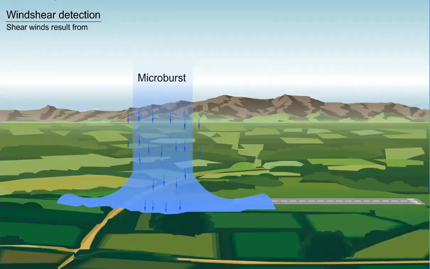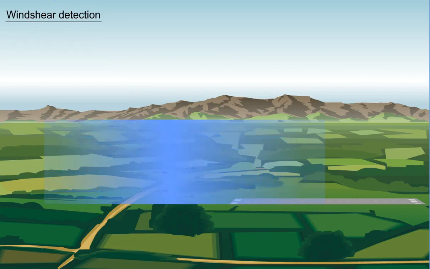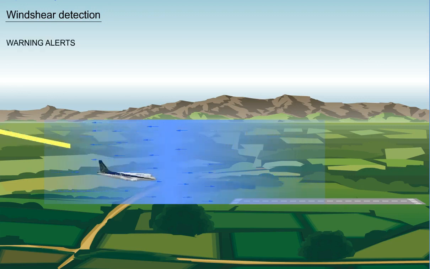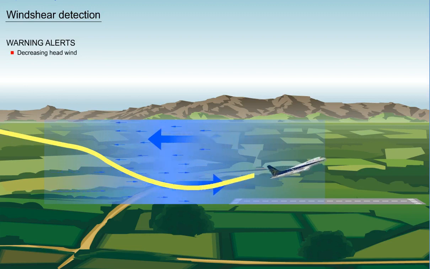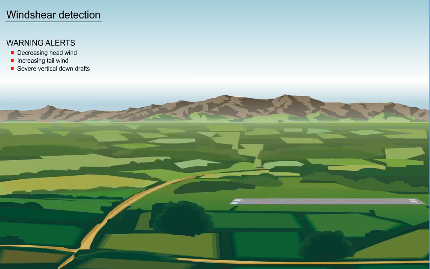Dangerous shear winds can result from vertical winds and rapidly changing horizontal winds. Therefore, special shear wind advisories have to be given to the pilots. Wind shear warning alerts are given for decreasing headwind, increasing tailwind, and severe vertical downdrafts. Wind shear caution alerts are given for increasing headwind and severe updrafts.